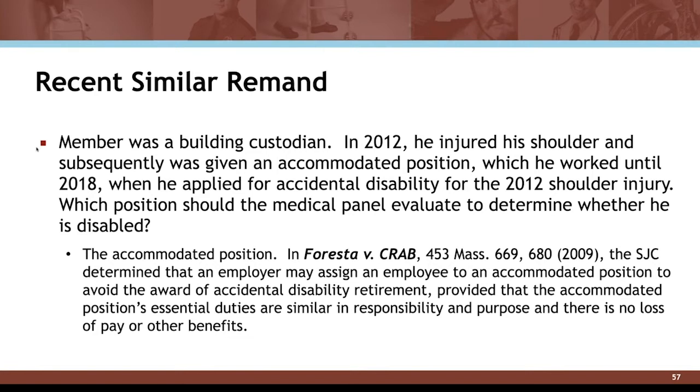Now, which position is the appropriate position to utilize to determine whether he is disabled? The accommodated position is the appropriate one. The SJC, in the Foresta case, has held that an employer may assign an employee to an accommodated position to avoid accidental disability retirement, provided that the position's essential duties are similar in responsibility and purpose, and most importantly, there is no loss of pay or other benefits. So we had to remand that gentleman's application.